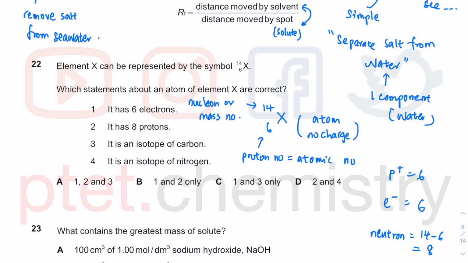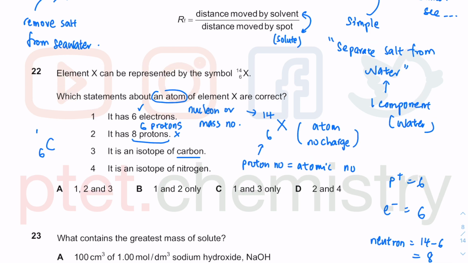So which statement about an atom of element X? It has 6 electrons, yes, because we're talking about an atom. 8 protons is wrong. It has 6 protons. It is an isotope of carbon. Well, carbon will be 6, and this is element number 6, yes.